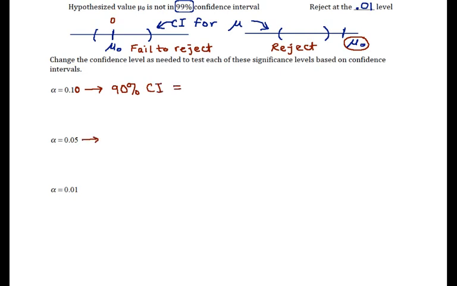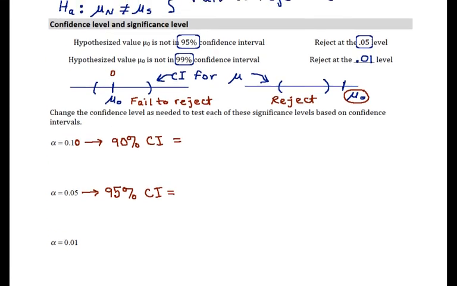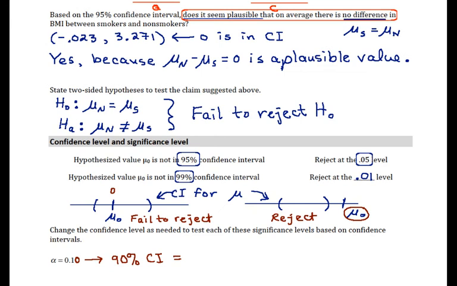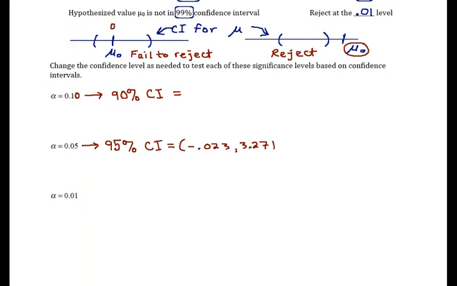If my alpha is 0.05, we need a 95% confidence interval. That's the one we already have. So we could fill that one in. That is from negative 0.023 to 3.271. And if alpha is 0.01, which is like 1%, that leaves 99% for our confidence level. So we'll need to find a 99% confidence interval also.